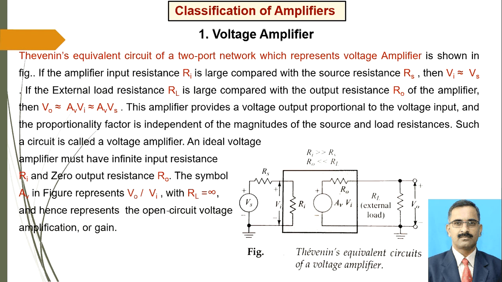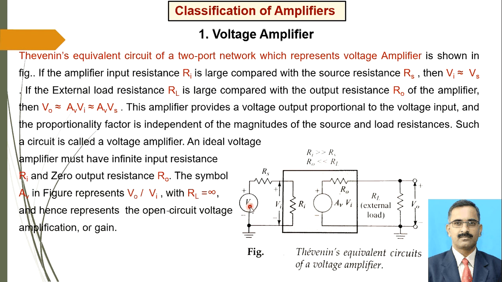If the amplifier's input resistance Ri is larger compared to the source resistance Rs, then Vi is nearly equal to Vs. See here Ri, Rs, and Vi. Rs is the smaller one, and the drop is mostly across the large Ri. So Vi is nearly equal to Vs.